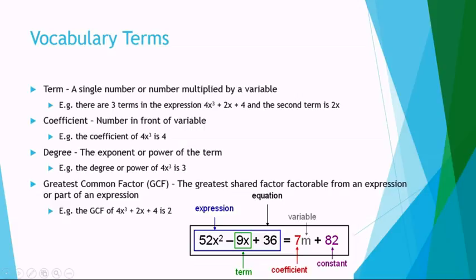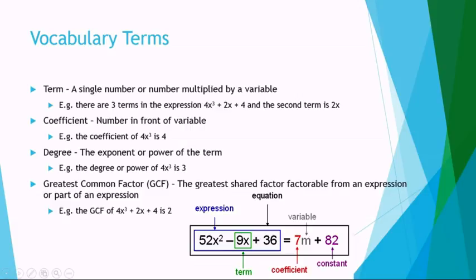Now each term is these little coefficients right here with the variables and the exponents, and a term could be all three together, it could be just a variable, it could be just a constant. So right here this is a constant, but it's also a term. I have my variable over here, my variable is x, over here my variable is m. Here my term is negative 9x. The coefficient is negative 9, that negative goes over here. Over here my coefficient is 7, my coefficient over here is 52.